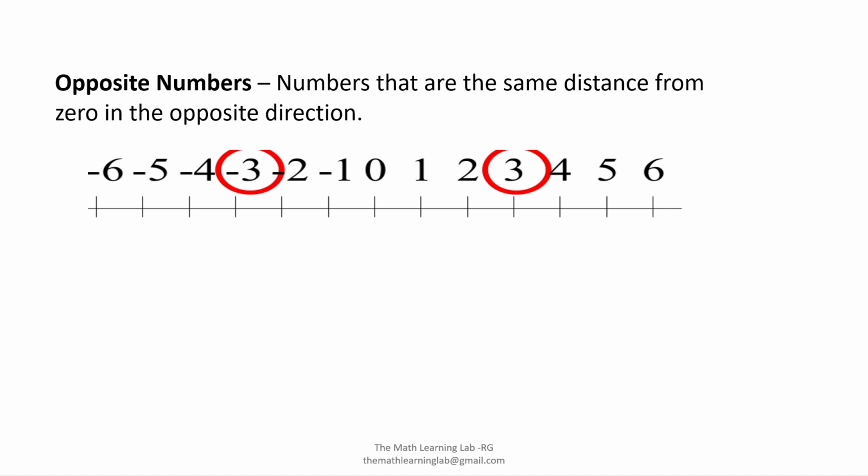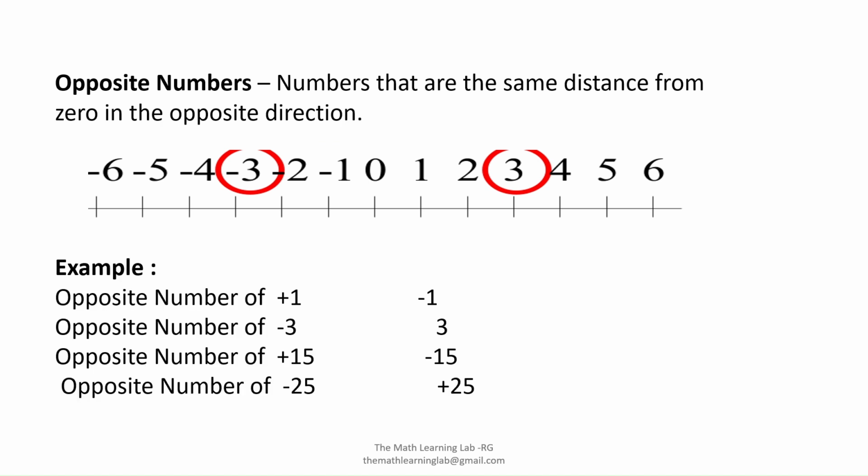Opposite numbers. Opposite numbers are numbers that are the same distance from 0 in opposite directions. For example, the opposite of 1 is -1. The opposite of -3 is 3. The opposite of 15 is -15 and the opposite of -25 is 25.